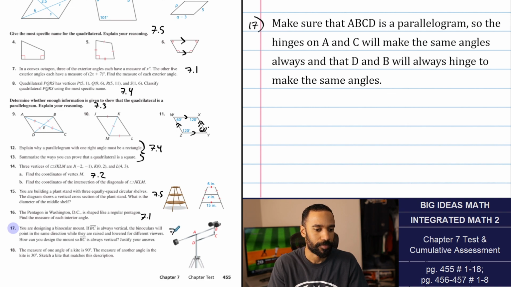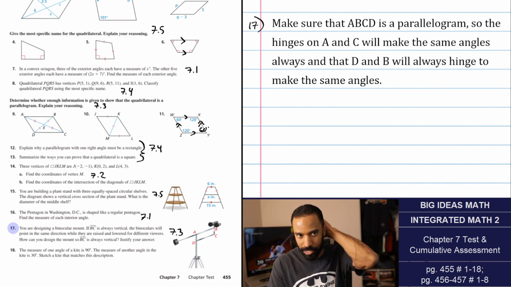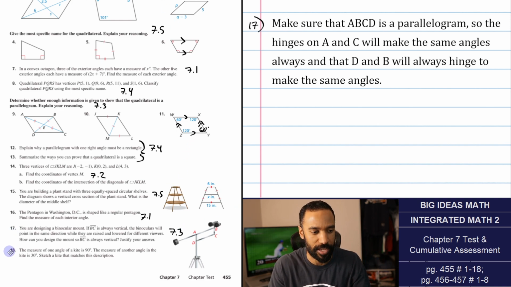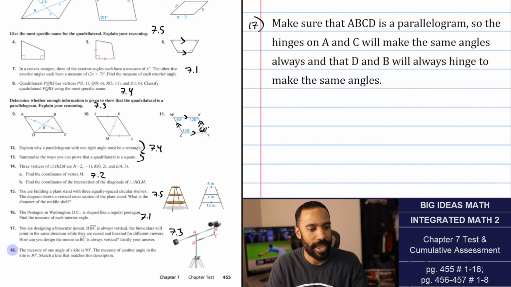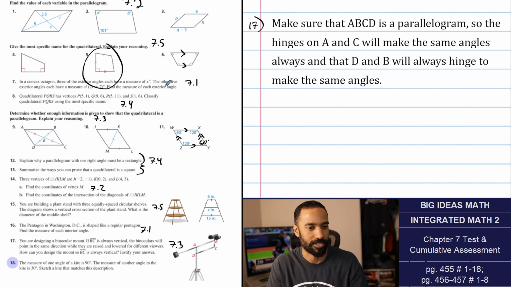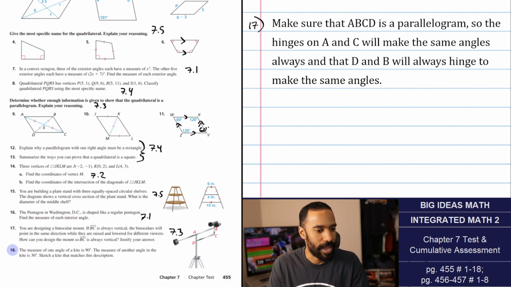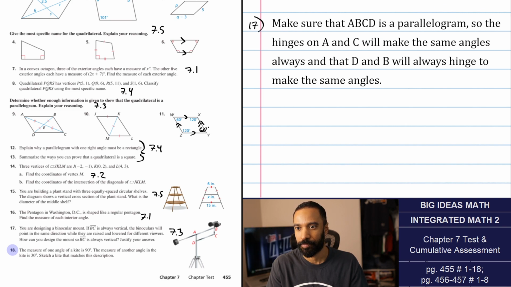If so, that's probably a 7.2 question, 7.3 question. I'll say 7.3 more so. And number 18, this is just for the chapter test portion. Cumulative assessment comes next. The measure of one angle of a kite is 90 degrees. Kind of, maybe it's like this. The measure of another angle in a kite is 30 degrees. Sketch a kite that matches this description.